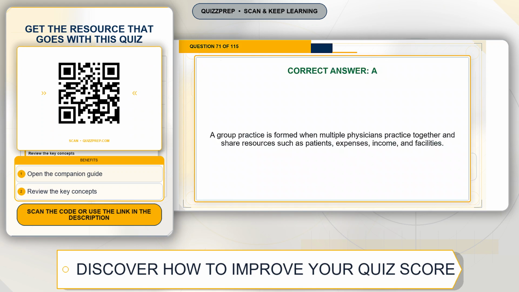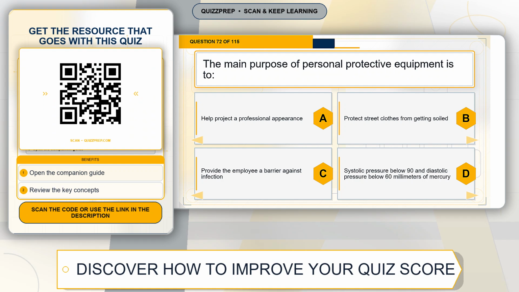Explanation. A group practice is formed when multiple physicians practice together and share resources such as patients, expenses, income, and facilities. Question 72. The main purpose of personal protective equipment is to: Option A, help project a professional appearance. Option B, protect street clothes from getting soiled. Option C, provide the employee a barrier against infection.